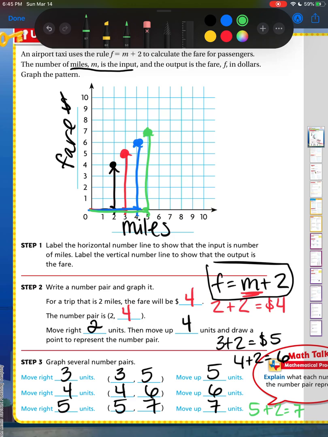So that would be our graph. If we wanted to connect the points with a line, we could. It would be like that. And that would be our graph.